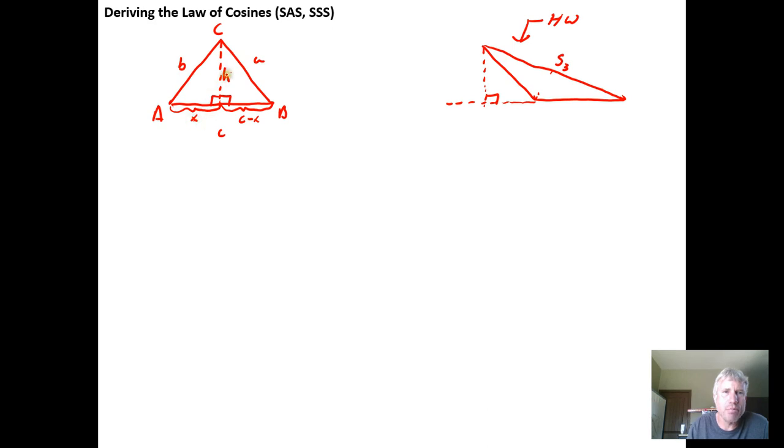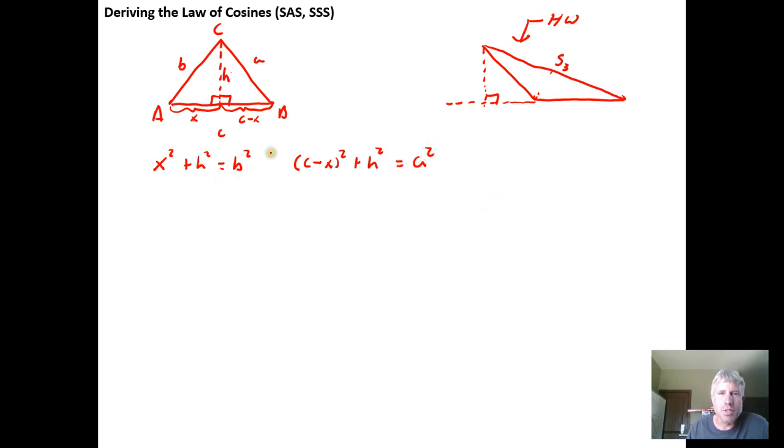It's going to be x squared plus h squared equals b squared. And then I have another right triangle sitting right here, and it has base c minus x, height h, hypotenuse a. So the Pythagorean theorem for it would say c minus x squared, the square of the first leg, plus the square of the second leg, which is the height of this perpendicular, equals the square of the hypotenuse.